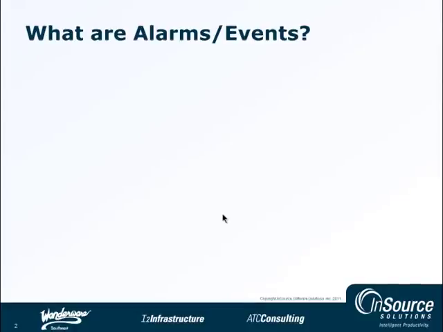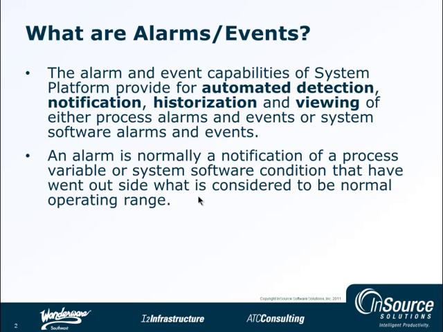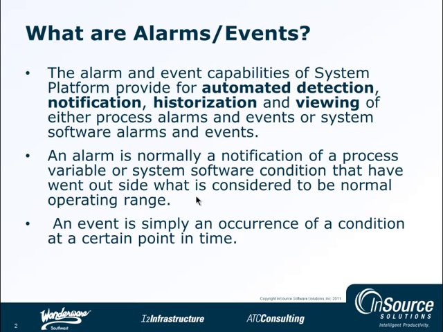Let's get started. Let's answer the question, what are alarms and events, and how does System Platform handle these alarms and events? The System Platform capabilities: automated detection, notification, historization of these alarms, and viewing of process alarms and events, and also software alarms and events as well. An alarm is normally a notification of a process variable or software condition that has gone outside the normal operating range. An event is simply an occurrence of a condition at a certain time.